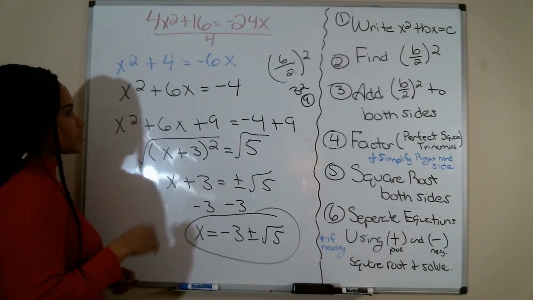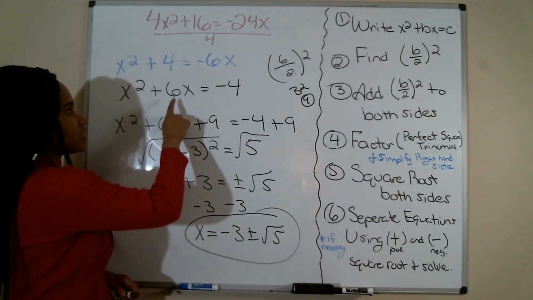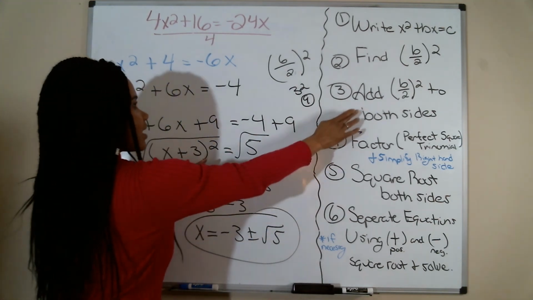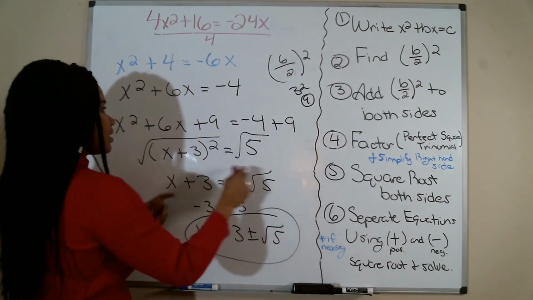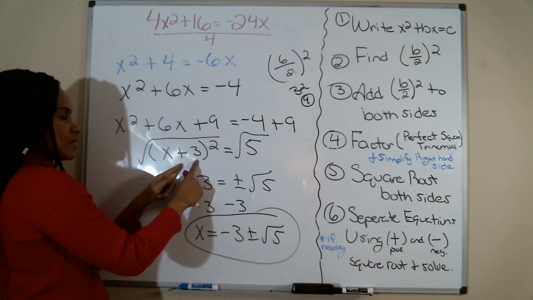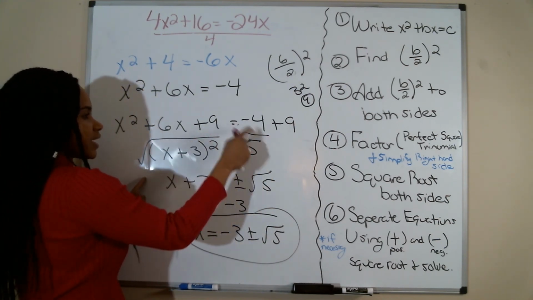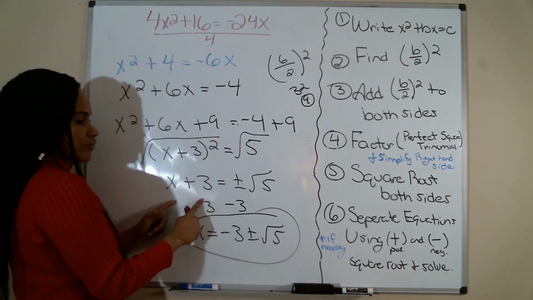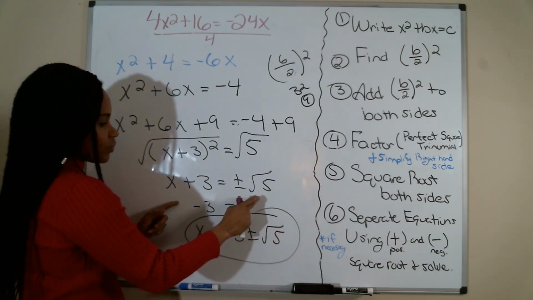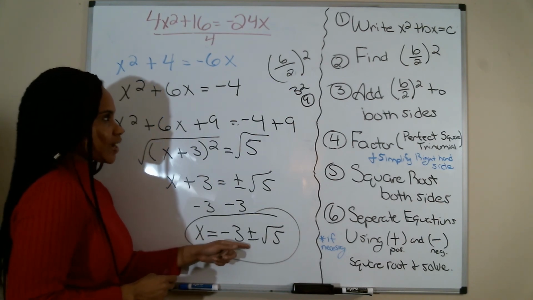All right. Same steps. I want to find b over 2 squared. My b was 6. So 6 divided by 2 is 3. 3 squared is 9. Adding that 9 to both sides. Factoring. So taking the square root of 9, which is 3. This is a plus, so I bring down my plus. And -4 plus 9 is 5. Take the square root of both sides. That 2 goes away. I'm left with x plus 3 equals plus or minus the square root of 5. I can't simplify that 5 anymore, so I subtract 3 from both sides, and I leave it as negative 3 plus or minus the square root of 5.